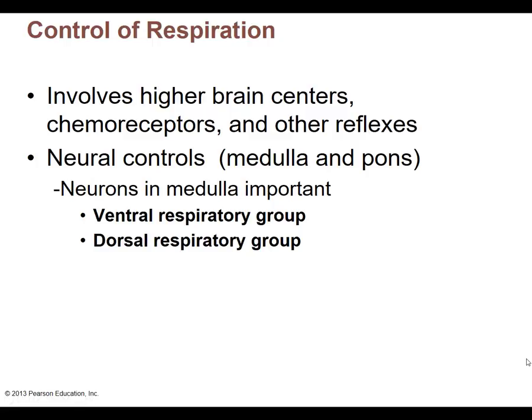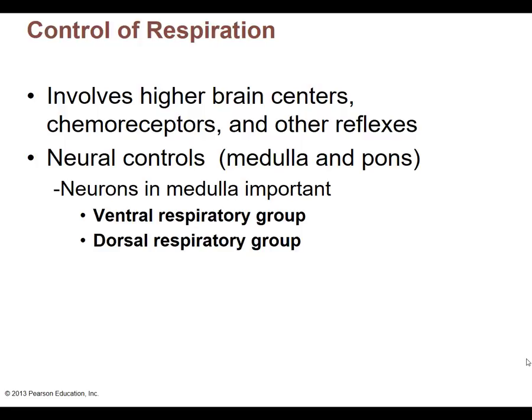Now, on to things that can control our respiration. A lot of it is our nervous system, our brain, reflexes, and various receptors. The two big nervous system parts that control our respiration are the medulla, or medulla oblongata, and the pons.